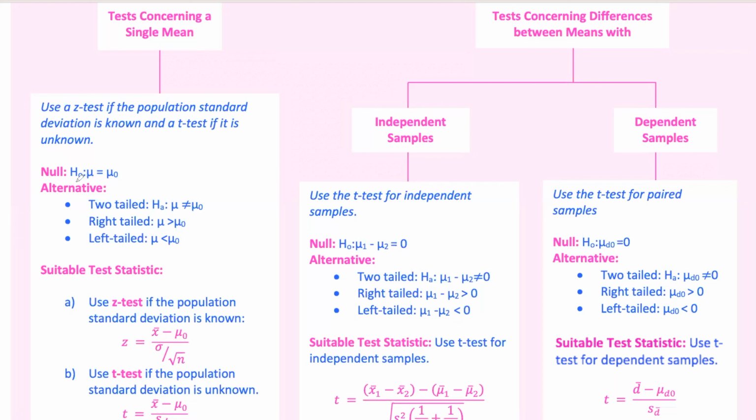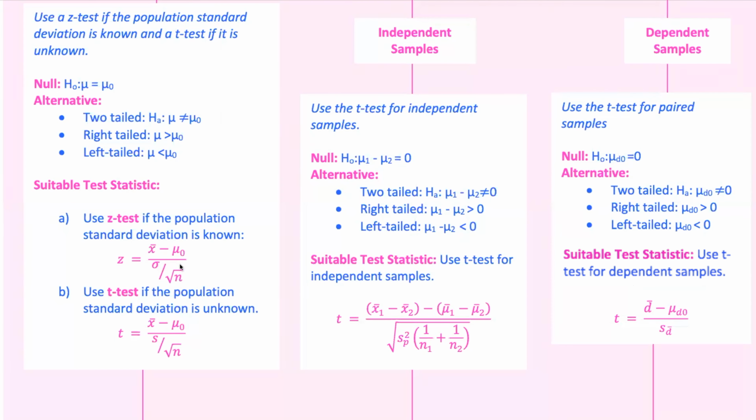For a single mean, our hypotheses are generally structured as follows. This is the null hypothesis: the population mean equals a specified value, and the alternative hypothesis is that the population mean is different from the specified value, based on whether the test is one-tailed or two-tailed. The appropriate test statistic depends on whether the population standard deviation is known. We use a z-test when the population standard deviation is known, whereas a t-test is used when the population standard deviation is unknown and the sample size is small.